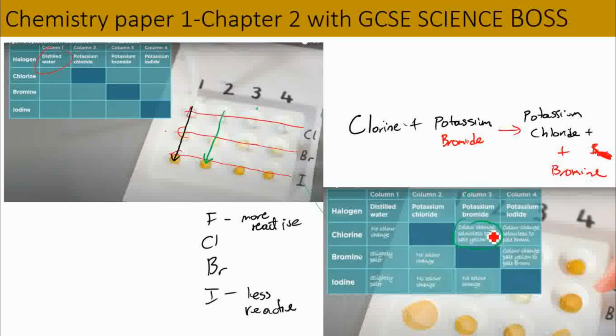Now, the reason that it changed the color to pale yellow is because of the formation of the bromine being formed there. Good. And that's the reason why it changed color. So have a look at the rest and see if you can explain them.